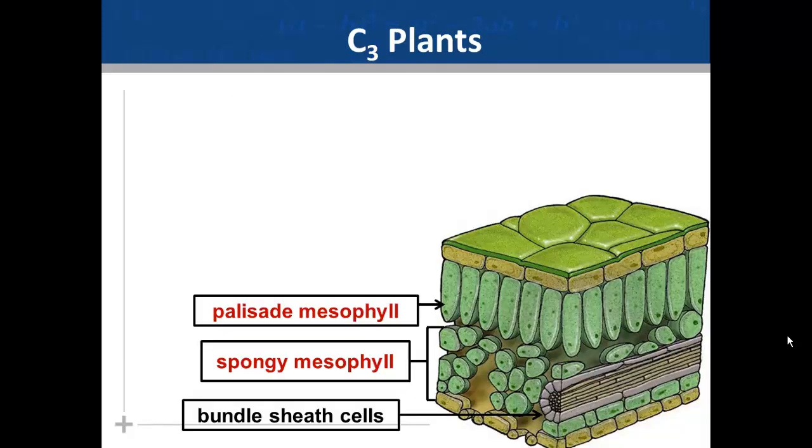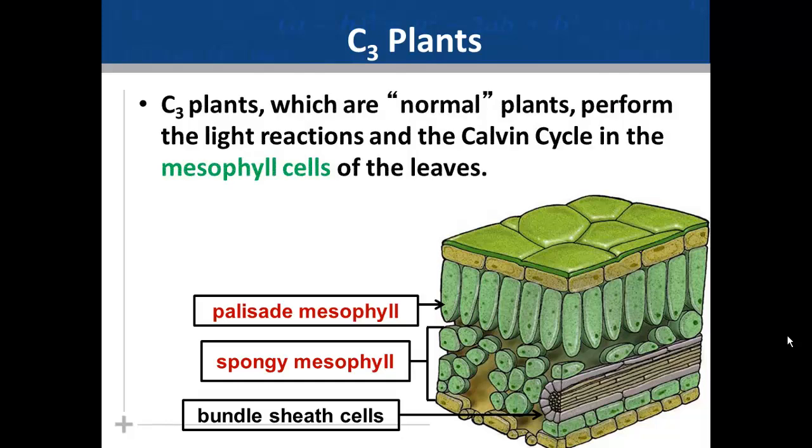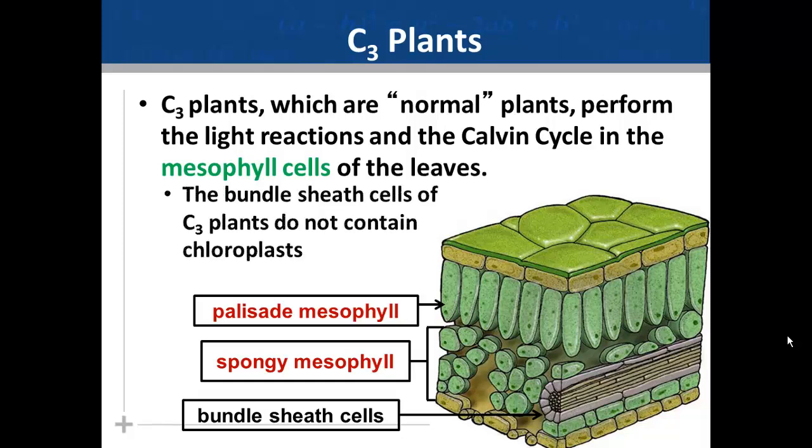So C3 plants are the normal ones that we've been talking about. They perform photosynthesis in the way that we have described in modules 1 and 2. So they perform both the light reactions and the Calvin cycle in the mesophyll cells of the leaves, okay, the palisade mesophyll and the spongy mesophyll. The bundle sheath cells of C3 plants do not contain chloroplasts. Now remember, the bundle sheath cells are the ones that are the purple here, okay, that are surrounding the vascular tissue, the xylem and the phloem. So their bundle sheath cells cannot perform photosynthesis because they don't have any chloroplasts.